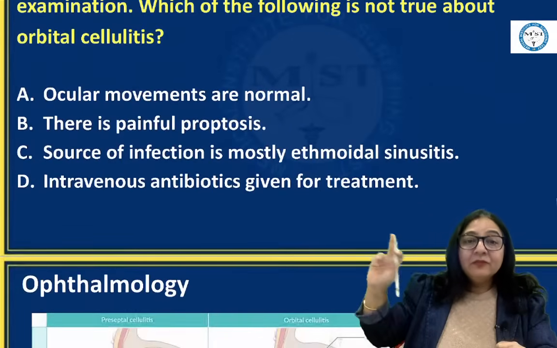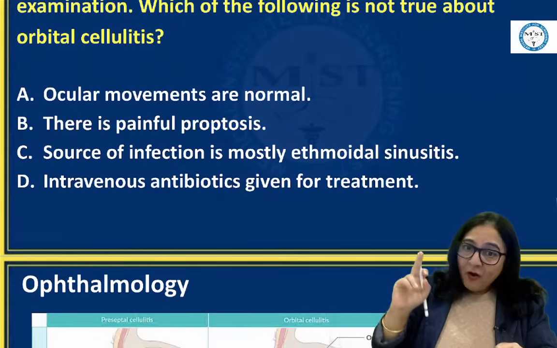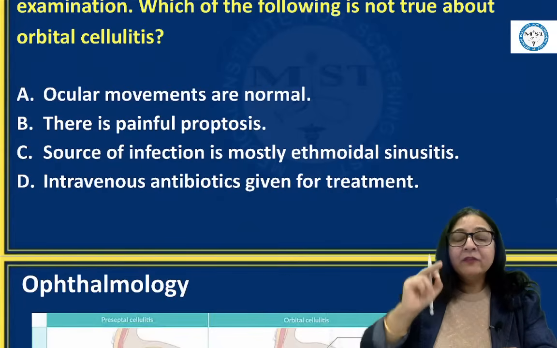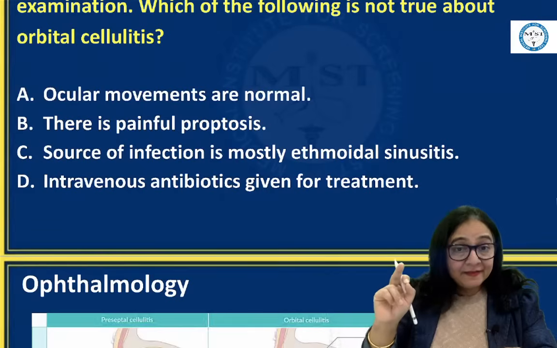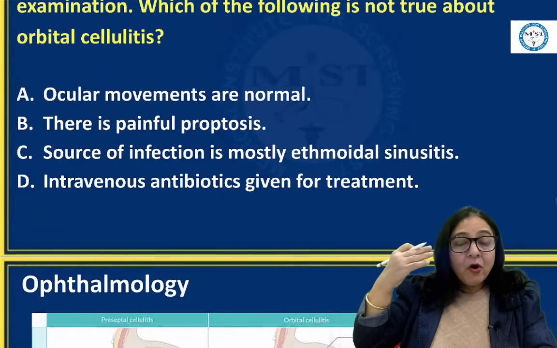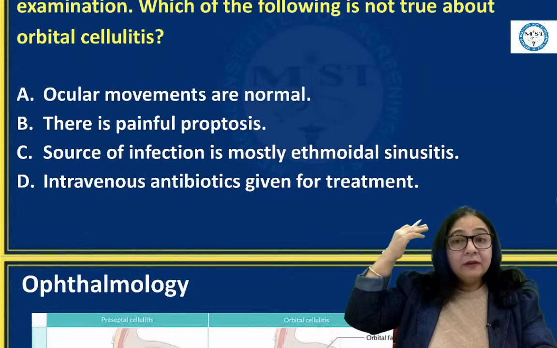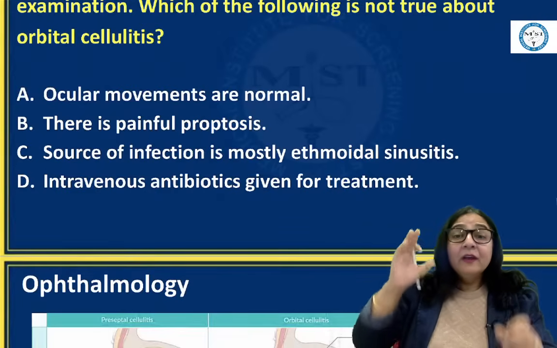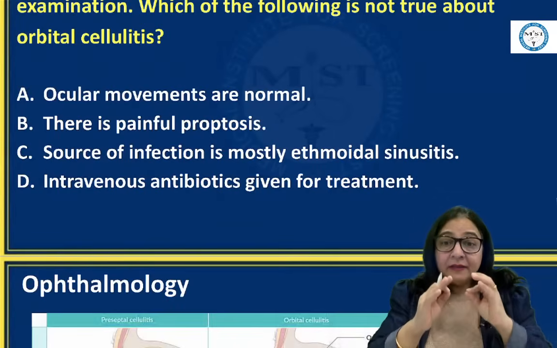Okay, so coming to the statements one by one, let's go from below to above. Orbital cellulitis is an ocular emergency beta. Remember, it's one of the conditions which fall under the category of ocular emergency. So here the infection can rapidly spread from the orbit to the cavernous sinus, causing cavernous sinus thrombosis, and to the brain, causing intracranial abscess. So this has to be dealt with by intensive intravenous antibiotics.